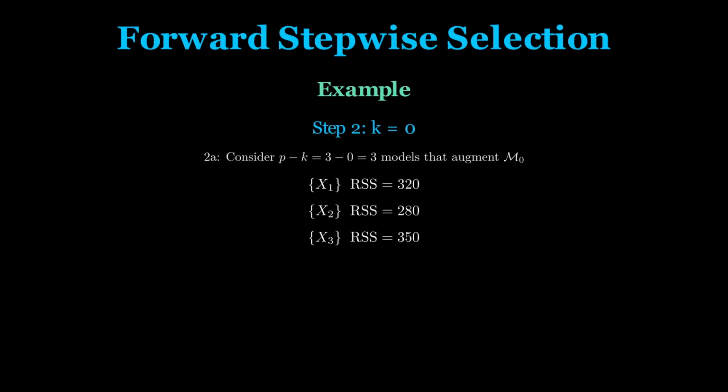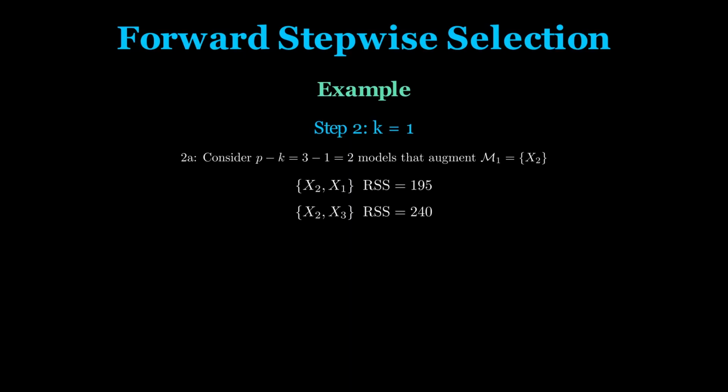We consider p minus k, which is 3 minus 0, or 3 models, that each add one predictor to M0. In step 2b, we pick the model with the lowest RSS. That is, the model with x2 at an RSS of 280. So M1 equals the set containing x2.